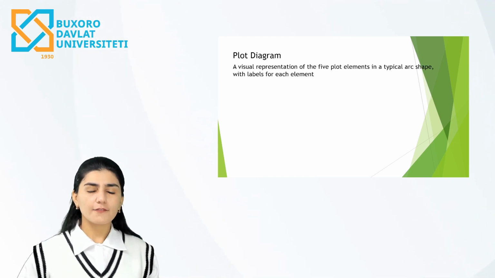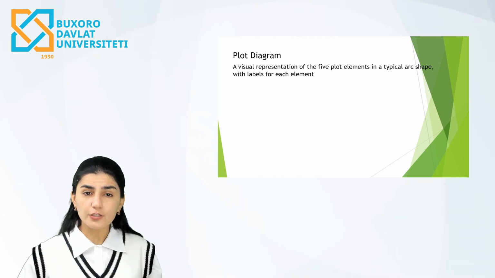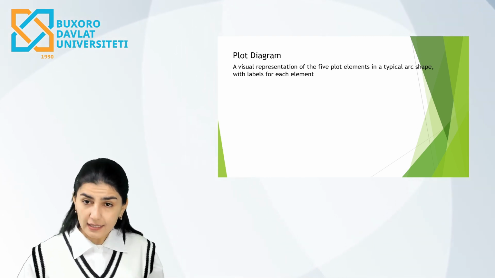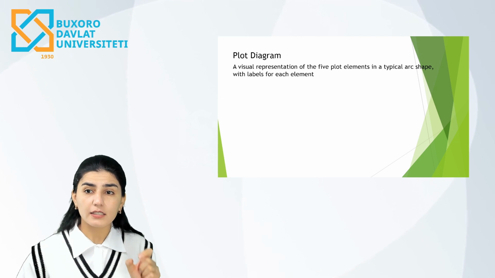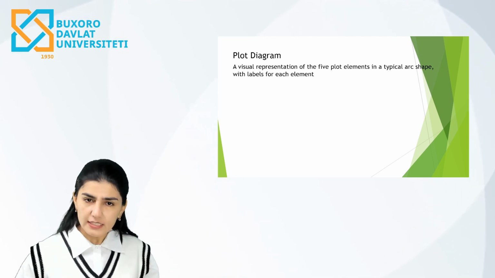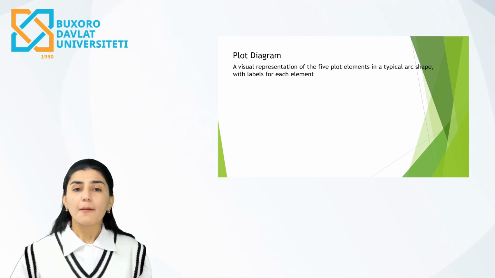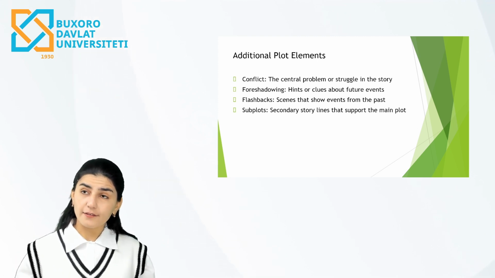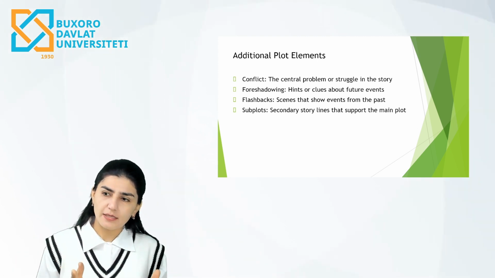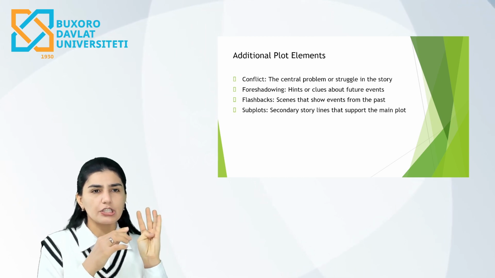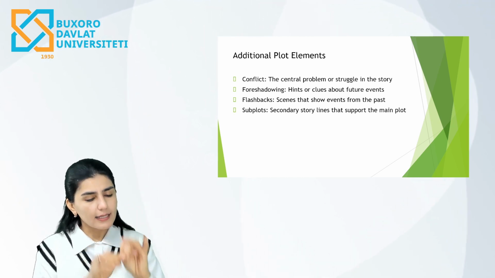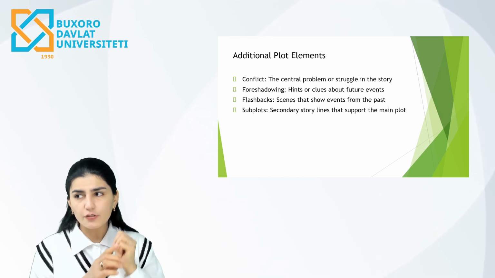Okay, we can say the plot is a visual presentation of the 5 plot elements in a typical arc shape with labels for each element. I have mentioned 5 elements: exposition, rising action, climax, falling action, resolution or denouement.